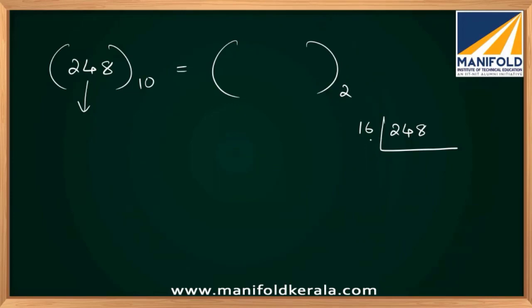Now, tell me this one. 16 goes in 24 how many times? 1. And what is the remainder here? The remainder here is 8. And what you have is 88. And in 88, how many times does 16 go?